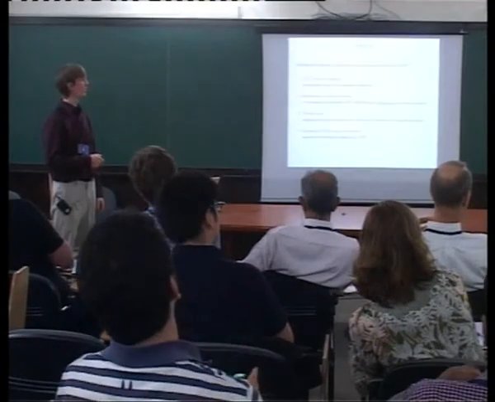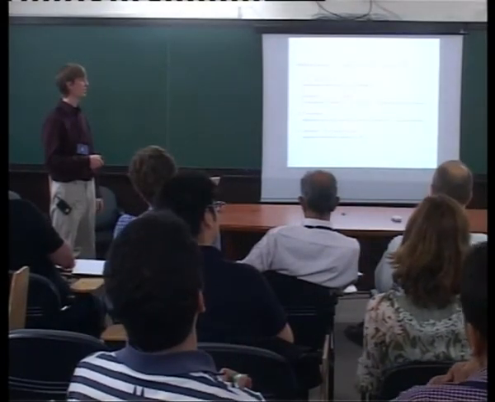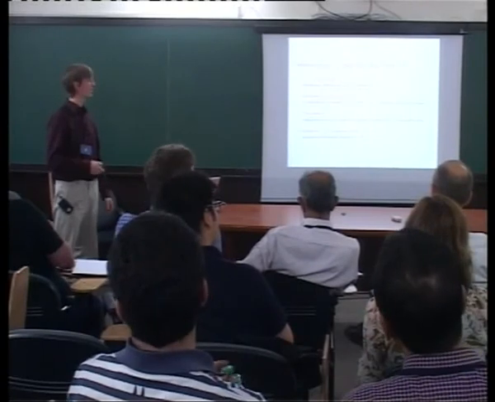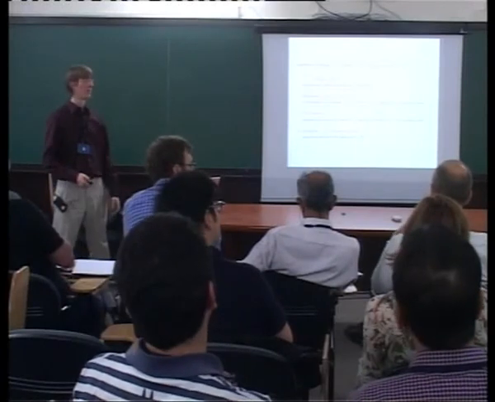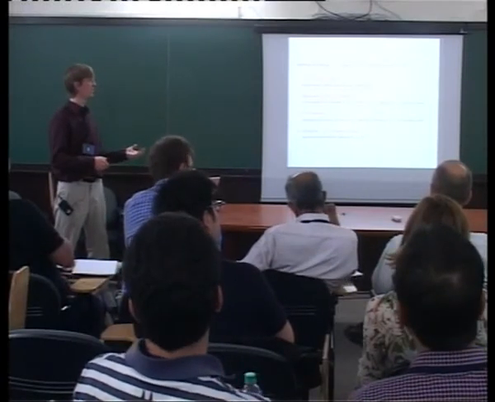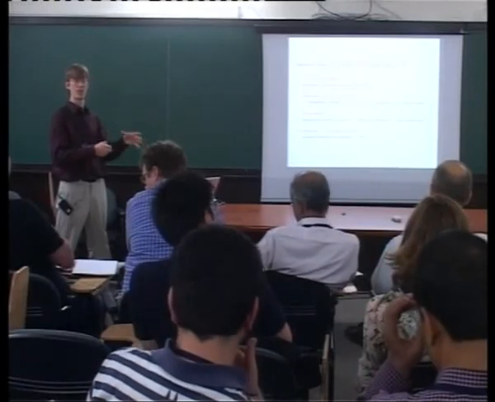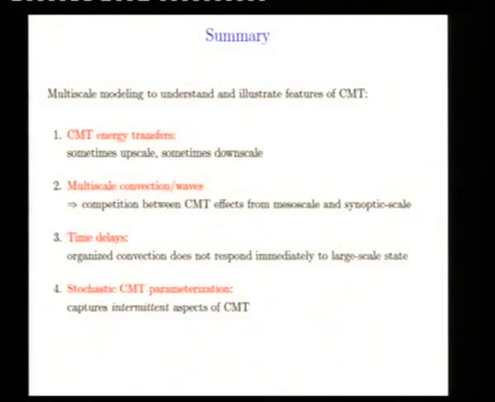One is that energy transfers can sometimes be upscale, sometimes downscale. We showed some simple illustrations of this. Another thing is that if you have a multiscale wave or convection, you have to consider competition between the different components of the multiscale wave, the envelope or the fluctuations. Another important point is that there are time delays involved in the interaction between a large-scale state and the convection. And then lastly, we showed a simple way of creating a stochastic convective momentum transport parameterization, which should be able to capture the intermittent aspects of CMT.